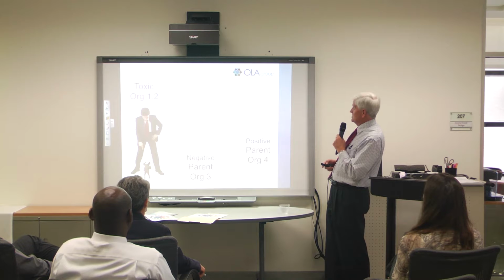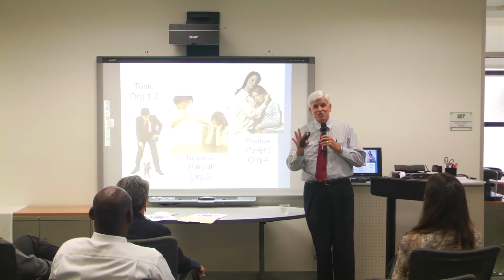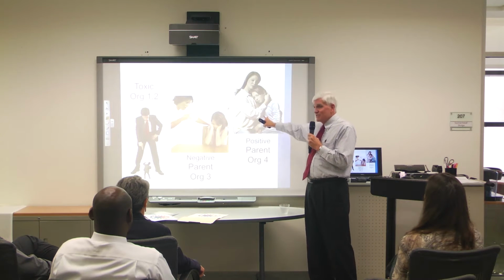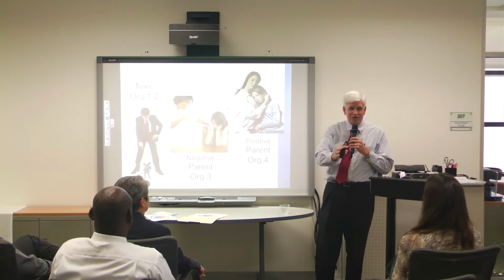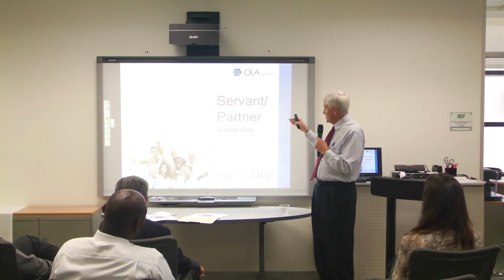Here are the 3 images. Love the toxic there, yep. Negative parent and then positive parent. So we said that this is what people often think is the healthy one. Leaders take care of their people. But here's the servant-partner leadership model.